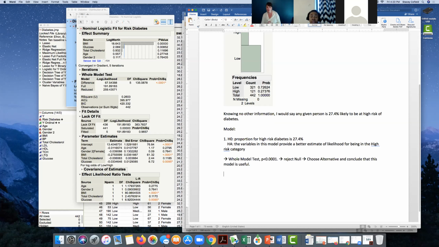What's the obvious next question? I put in 1, 2, 3, 4, 5 variables into this model. What's the obvious next question? The model's helpful. Which variables are predictors of high risk of diabetes? Yay, you get a gold star.